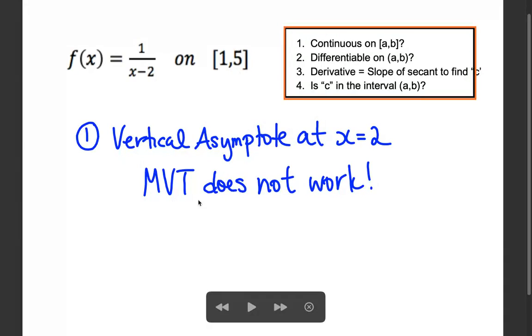So the mean value theorem does not work, and I stop the question because it's not continuous. I cannot do any more work with this. I cannot find a point c that has the same rate of change as the average rate of change. So I'm going to move on to the next question, knowing that because the mean value theorem conditions did not apply here, I cannot actually do the work.